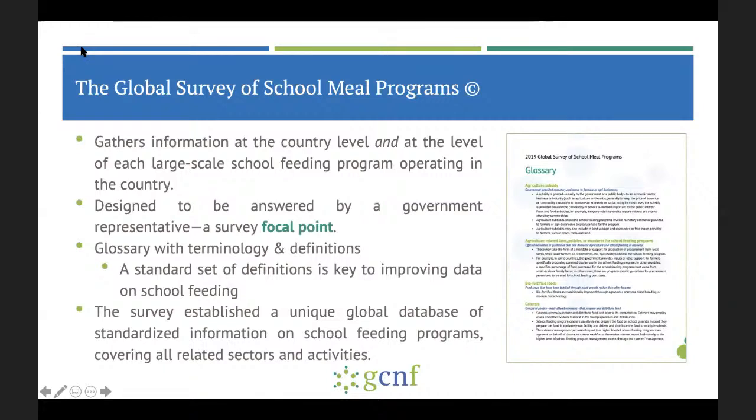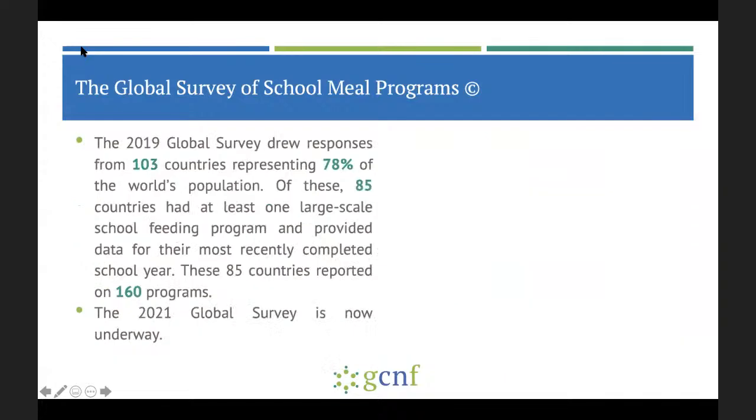Okay, so we launched this survey in 2019. How did we do? In 2019, the global survey drew responses from 103 countries, representing 78% of the world's population. Of these, 85 countries responded by saying, yes, we have some large-scale school feeding going on in the country, and they reported on 160 individual programs. And the 2021 global survey data collection has just started and will continue over the next few months.